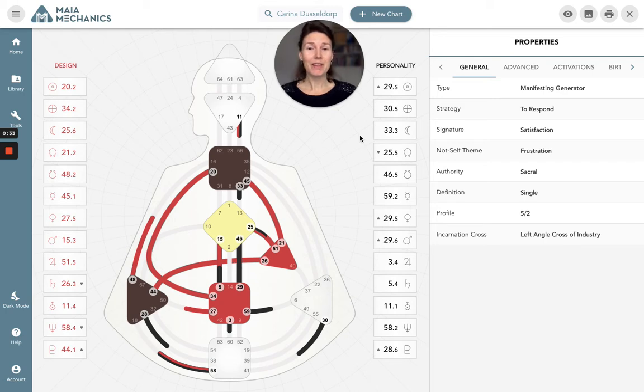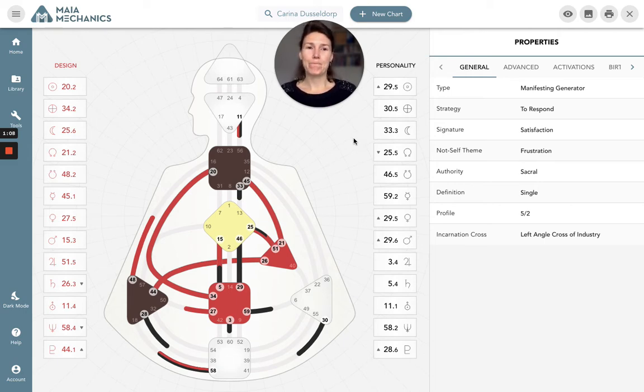Because if you have had the chance to look up your design, to look up your own chart, you can do that in mybodygraph.com or in the tool I'm using here, mayamechanics.com. You can Google that. And then if you enter your birth dates, your birth information, your details, then something like this will pull up. So basically your unique design, your unique chart.